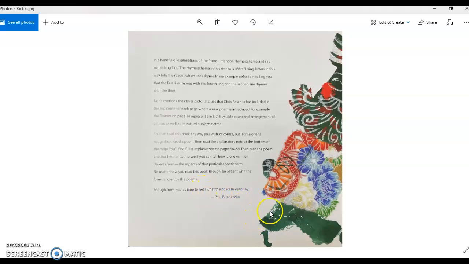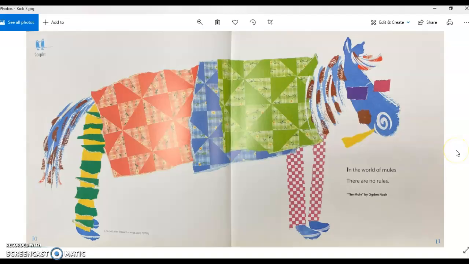Paul B. Janeczko. So in an anthology, the words that you're getting ready to see are not written by Paul Janeczko. I think he does have a couple of his own creations, but he's collected examples of each form from other poets. And that's what an anthologist does. So the very first one we're going to talk about today is the couplet.